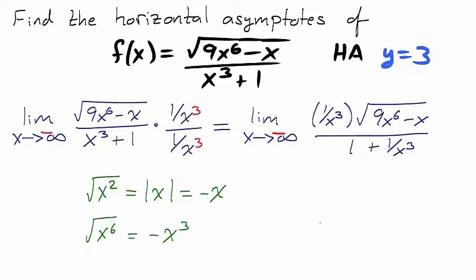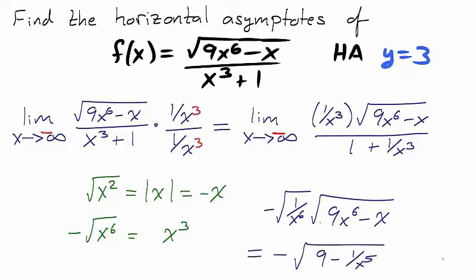Therefore, the square root of x to the 6th is equal to negative x cubed. And multiplying the negative onto the other side, now the numerator of our expression appears very similar to the numerator as x approaches positive infinity, however it now is negative. We can distribute 1 over x to the 6th into the square root.